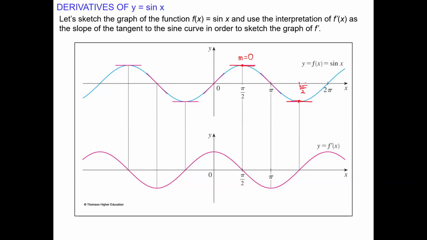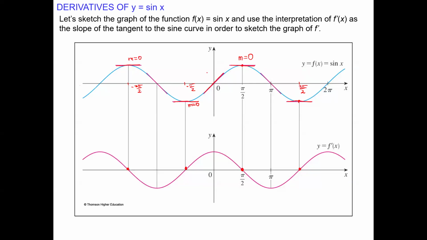Since the function is periodic, everything repeats. For negative pi over 2, also a horizontal tangent, slope 0. And one more, negative 3 pi over 2, also a horizontal tangent. Since the slope is 0, the value of the derivative will be 0. 0, 0, 0. Okay, now I also drew a tangent line here, at the point 0.